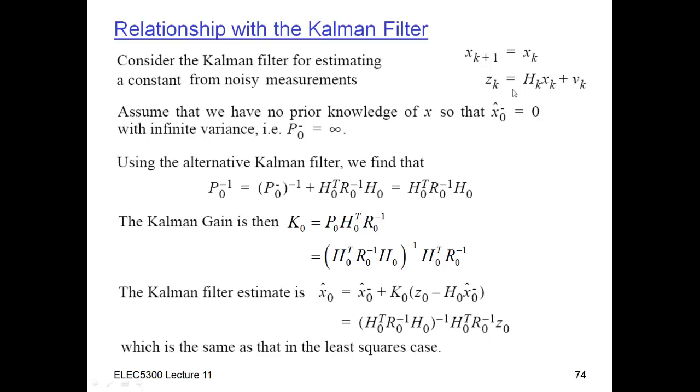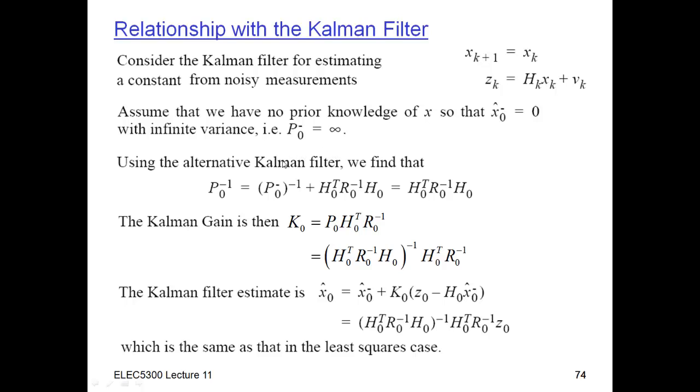We're going to assume that we have no prior knowledge about what x is. One reasonable assumption in that case would be that our prior estimate of x is 0, but that has infinite variance. Really, it doesn't matter what this is, and we'll see that it actually drops out of the equations.